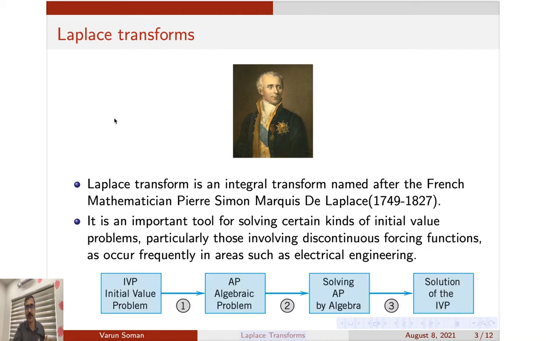So this is the idea. As I told you, you have an initial value problem. It will be converted into an algebraic problem, and you will find the roots there. Once you find the roots, you can find back the original solution. So it is a three-step process: one is taking the transform, then solving that algebraic equation, and then taking the inverse transform. So it's a 3-stage process.